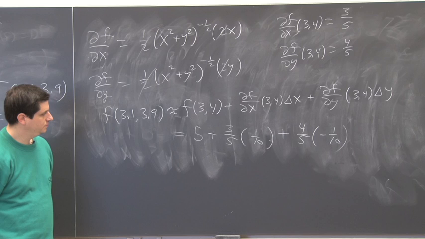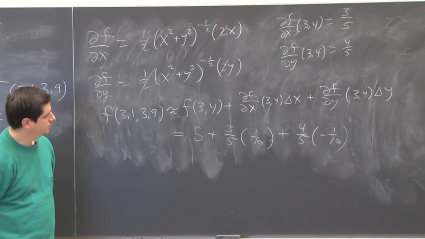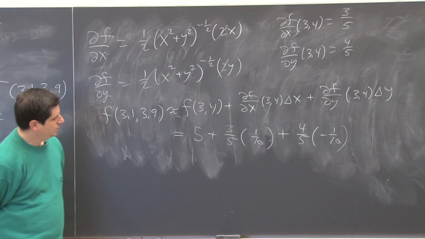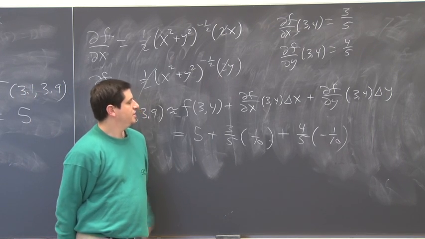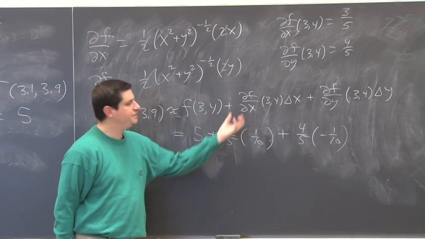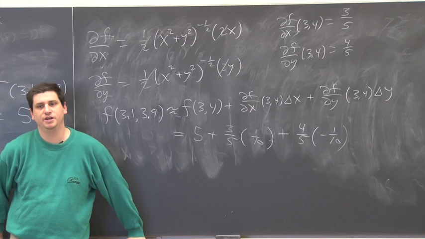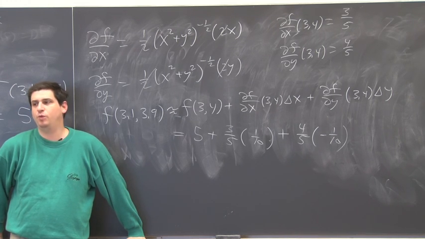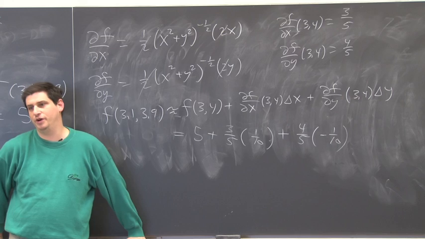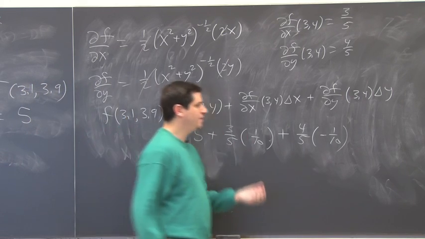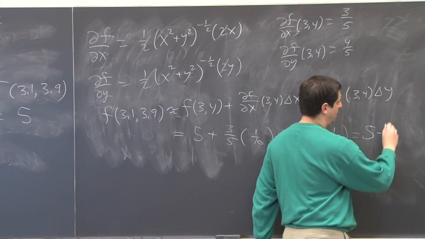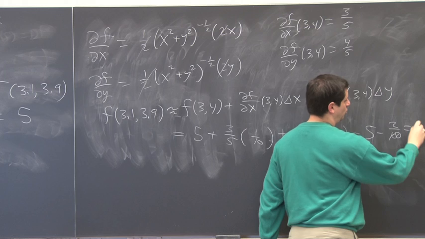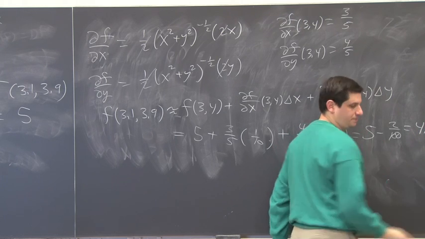Wait a minute, am I doing this right? I'm sorry, 3/50 minus 4/50 is negative 1/50, right? Negative 1/50 is the same as negative 2 over 100. So this is 5 minus 2 over 100, or 4.98.